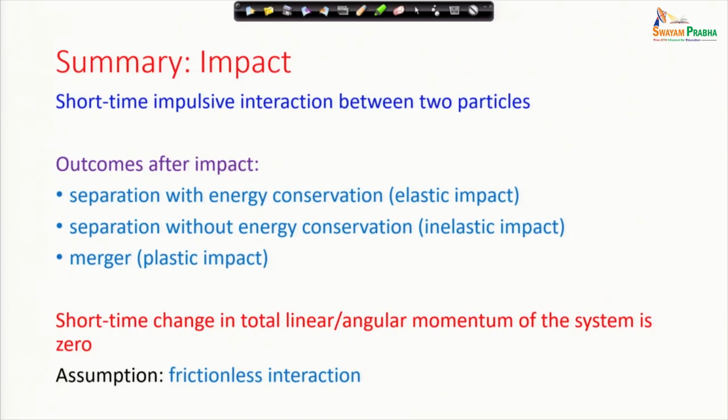Okay, to summarize, we have looked at short time impulsive interaction between two particles. We have classified them as elastic, inelastic and plastic impact, and we have used the fact that the short time change in the total linear momentum, we have not talked about angular momentum, we will talk about it very soon, but the change in the total linear or angular momentum of the system in this very short duration is 0, and we have assumed frictionless interaction. So, with that I will close this lecture.